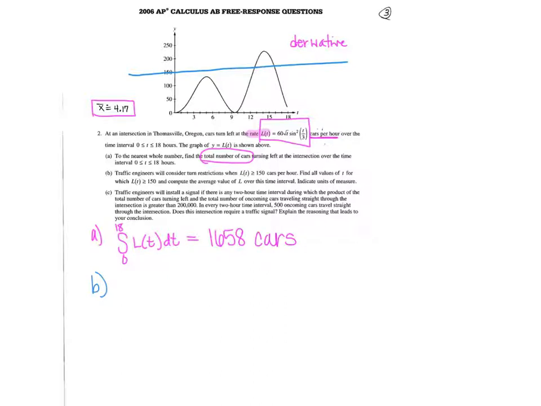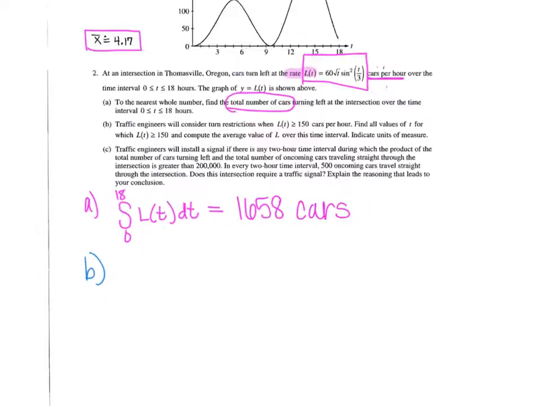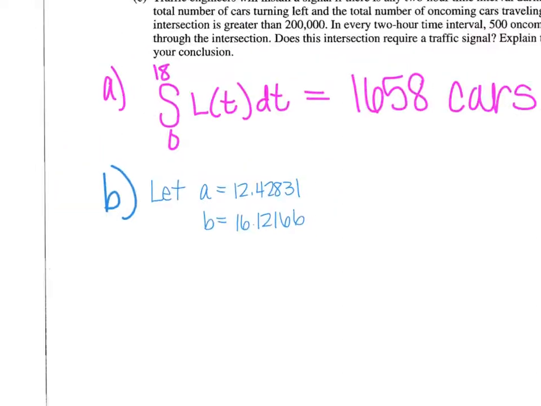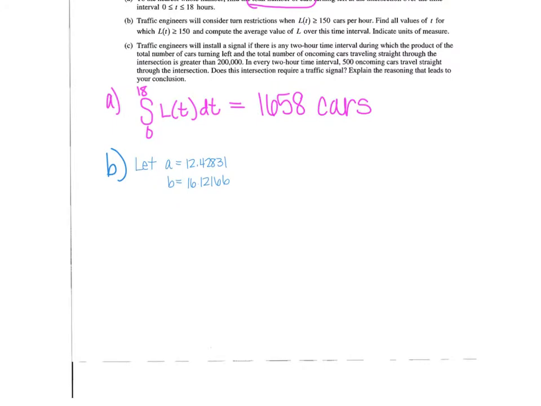So the first thing that I would do is go to my calculator, put 150 in for y2, and I would look at where they intersect. So I'd go back to my graph, I would do F5, and I would find those intersections. And then I like to store them, remember? So on my paper, I wrote let A equal 12.42831, and let B equal 16.12166. I found those by finding the intersection.